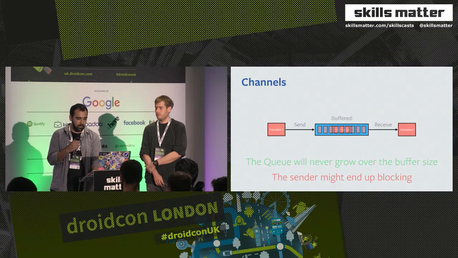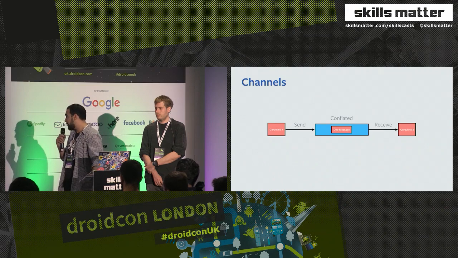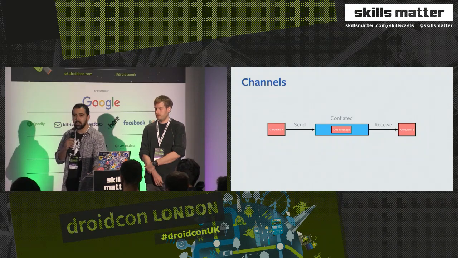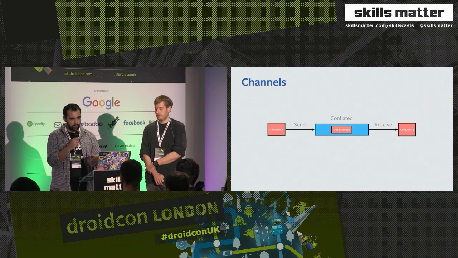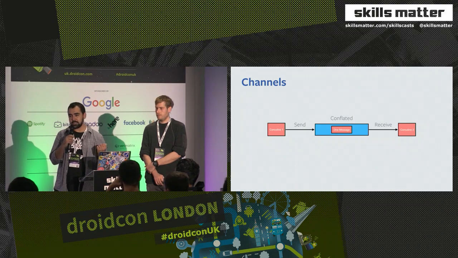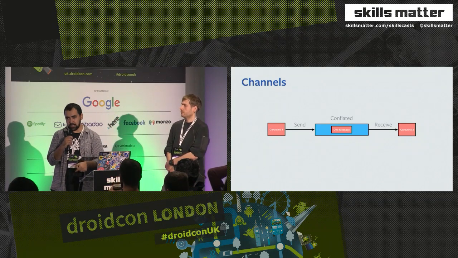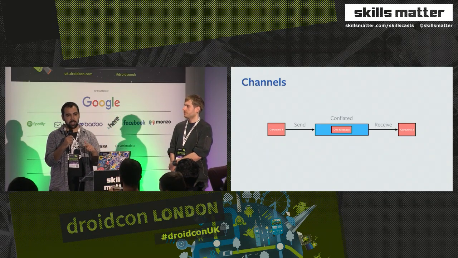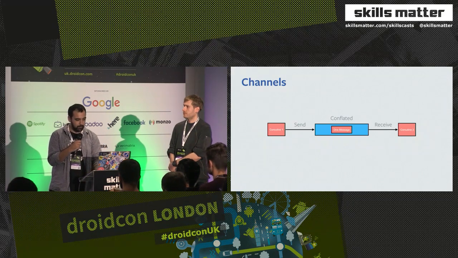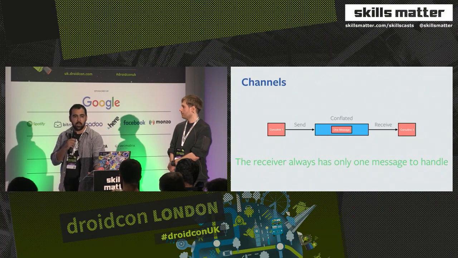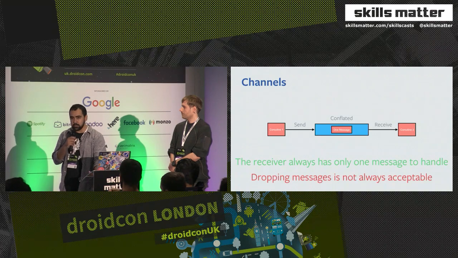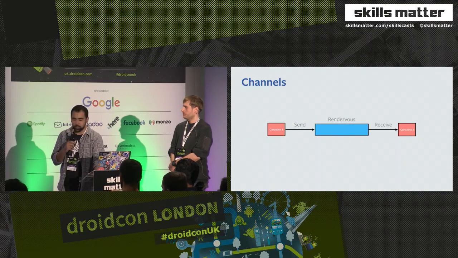Another way to implement back pressure is by using a conflated channel. What the conflated channel gives you is that the sender can send as many messages as it wants without blocking. But then what happens is that if there is already a message in the channel, instead of queuing them up, the message in the channel gets replaced by the message that the sender tries to send later. And this is nice because now the receiver has this very nice guarantee that only one message will be waiting in the channel, if any. But then again, you're also dropping messages, which might not be what you're trying to achieve.